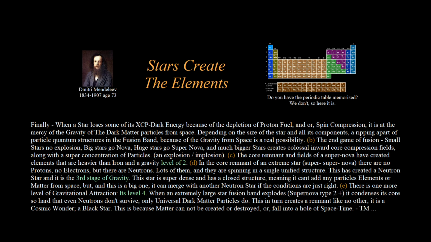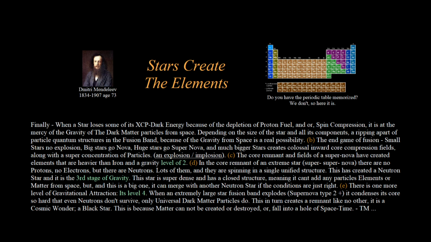D. In the core remnant of an extreme star, supernova, there are no protons, no electrons, but there are neutrons. Lots of them, and they are spinning in a single unified structure. This has created a neutron star, and it is the third stage of gravity. This star is super dense and has a closed structure, meaning it can't add any particles, elements, or matter from space, but, and this is a big one, it can merge with another neutron star if the conditions are just right. E. There is one more level of gravitational attraction, it's level 4.